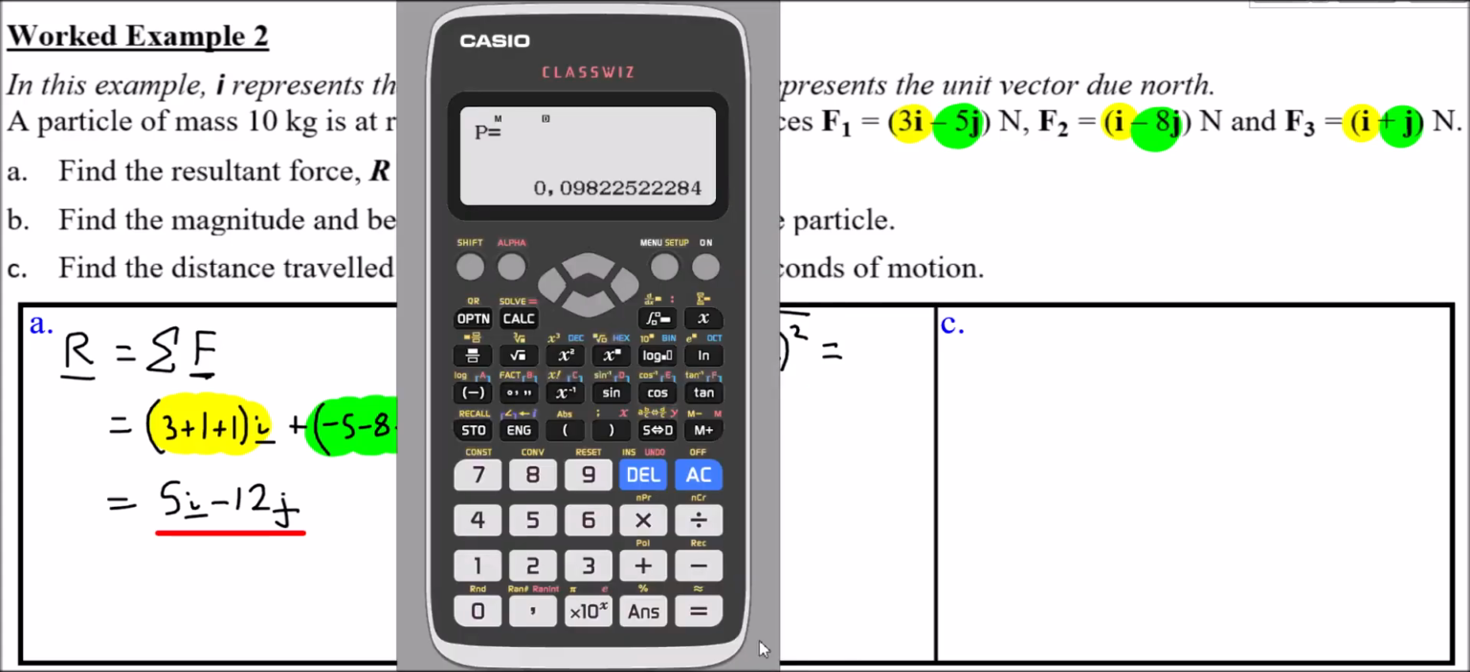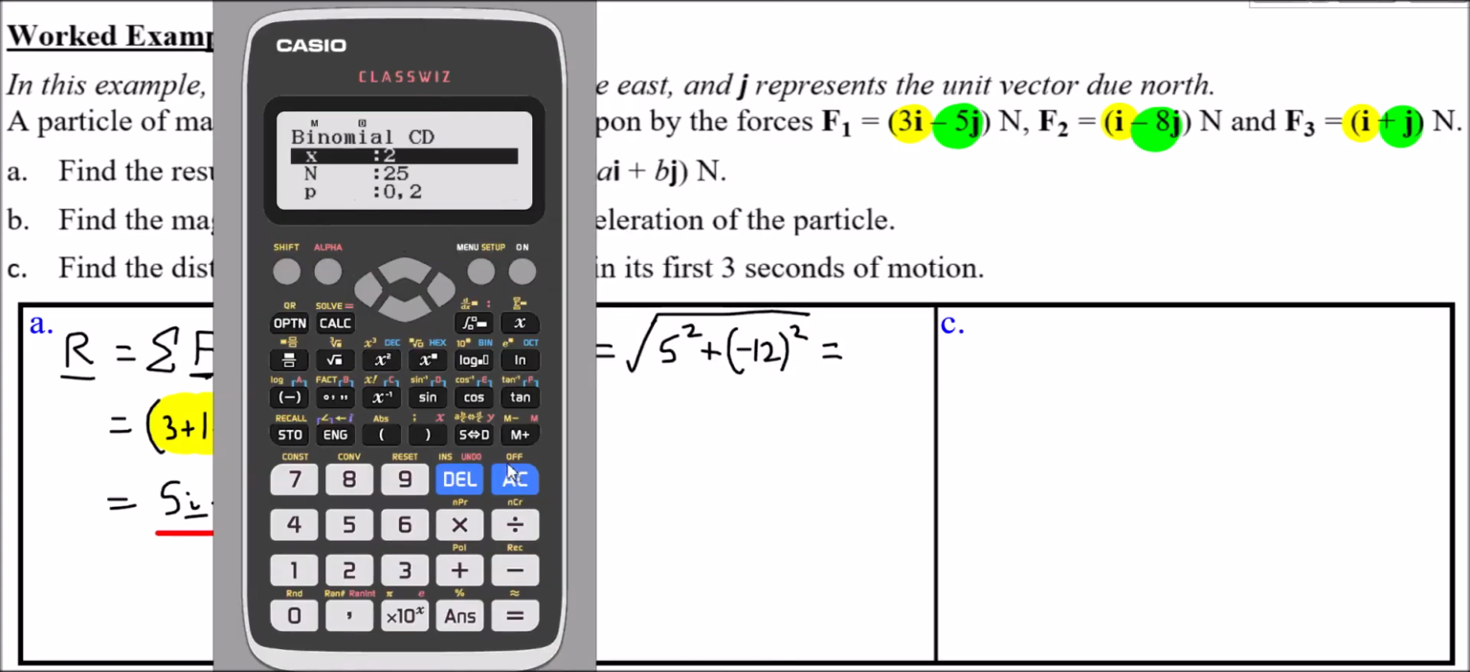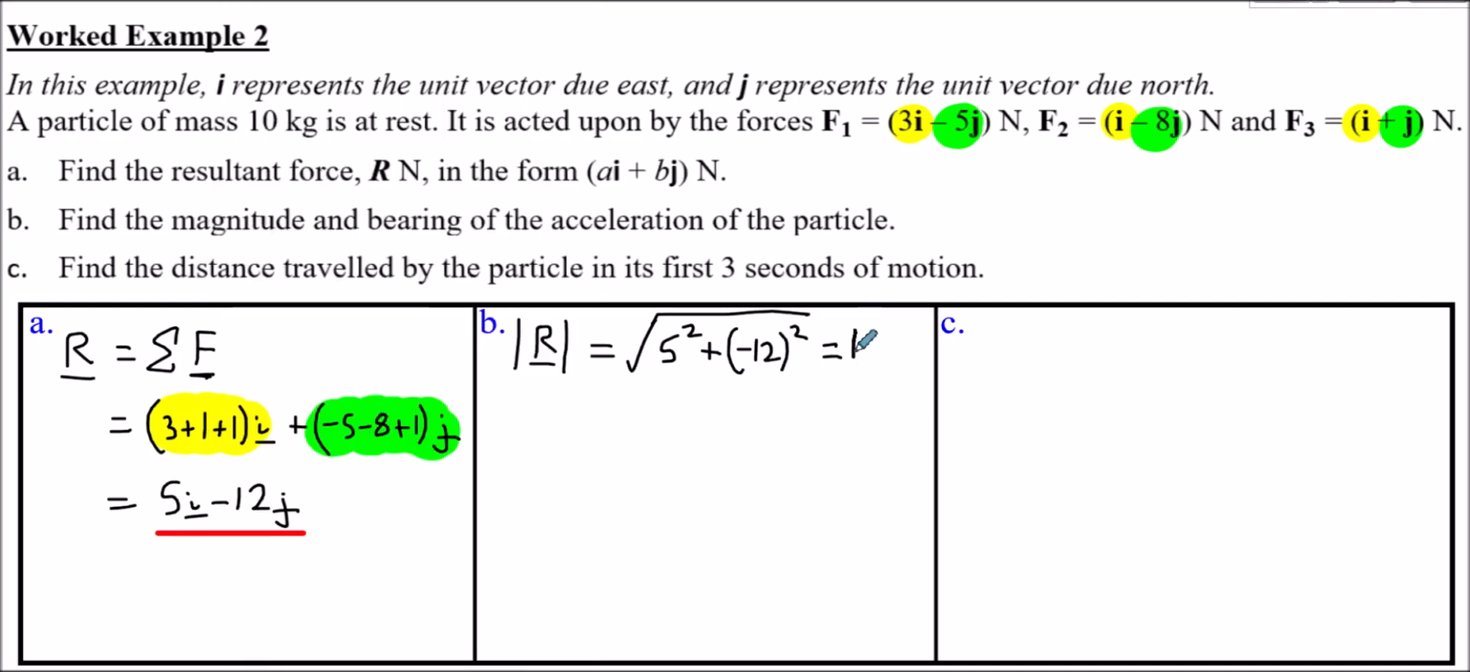So if we try this out, go back to normal mode, so square root of 5 squared plus minus 12 squared. This is a Pythagorean triple. A 5, 12, 13 triangle is a triangle with all sides whole number lengths. It's called a Pythagorean triple. So this one gives exactly a hypotenuse, a magnitude of 13. So the size of the resultant force is 13 newtons.